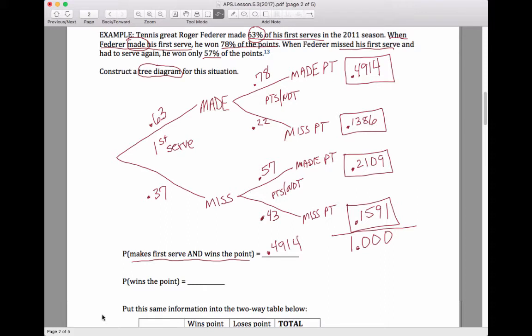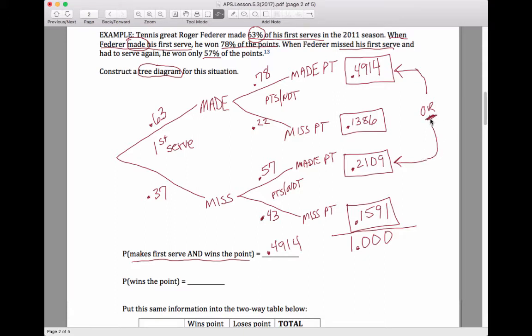And then the probability that he wins the point, well, there's 2 ways he can win the point. He can win the point after making his first shot, or he can win the point after missing his first shot. So there's a 49% chance of this happening. There's a 21% chance of this happening. So what's the probability that he wins the point either this way or this way? He can win the point this way or he can win the point this way.